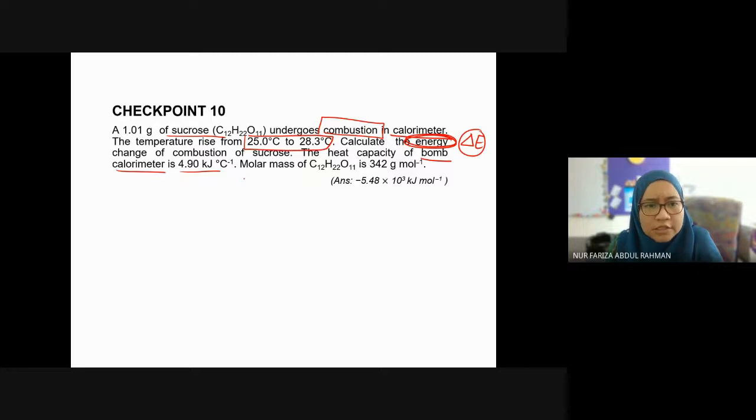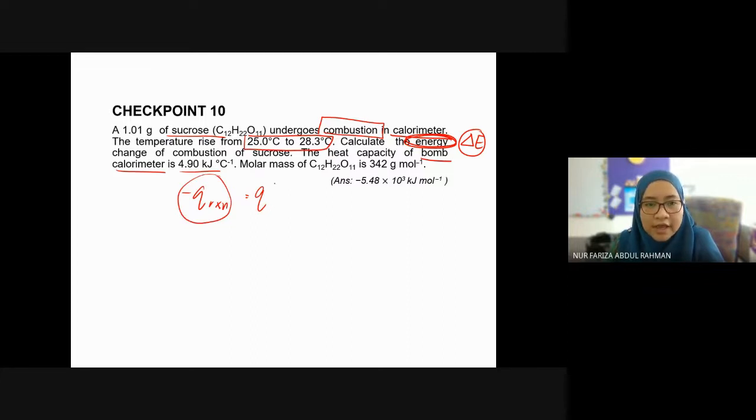There's no information given for the water. So first step, you have to look for the Q. You have to look for the Q first. So it should be Q reaction is equal to Q calorimeter. Since we know that this reaction is an exothermic reaction, we have the negative to represent the exothermic reaction.